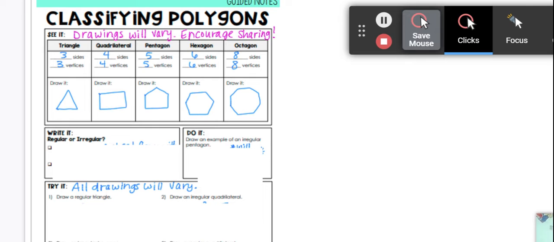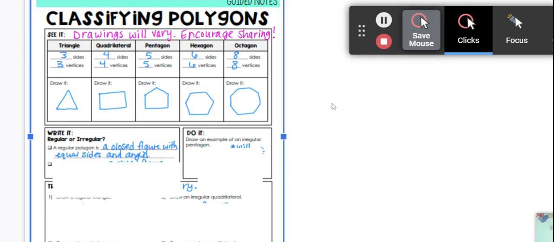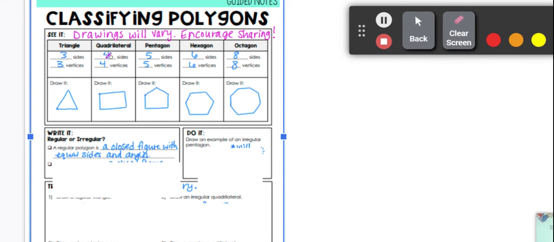So something else that we're going to start thinking about, and as you look at these polygons up here that I've drawn, there are two types of polygons. We can call a polygon a regular polygon, and we can call a polygon an irregular polygon. So a regular polygon is a closed figure, just like every polygon, that has equal sides and equal angles. So it means that every single side and every single angle is going to be the same.